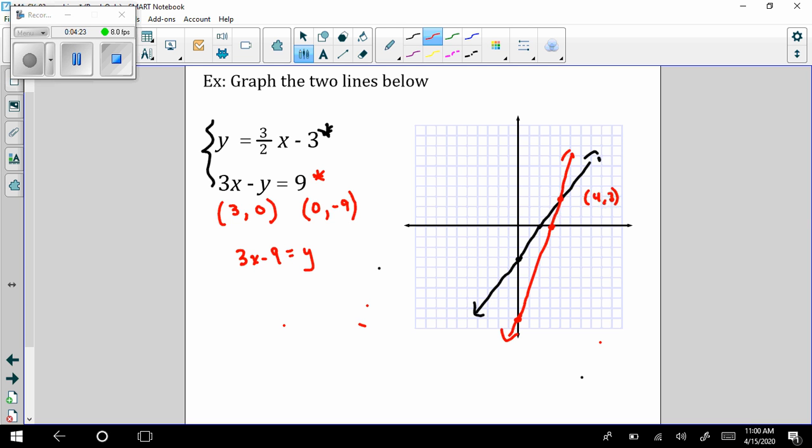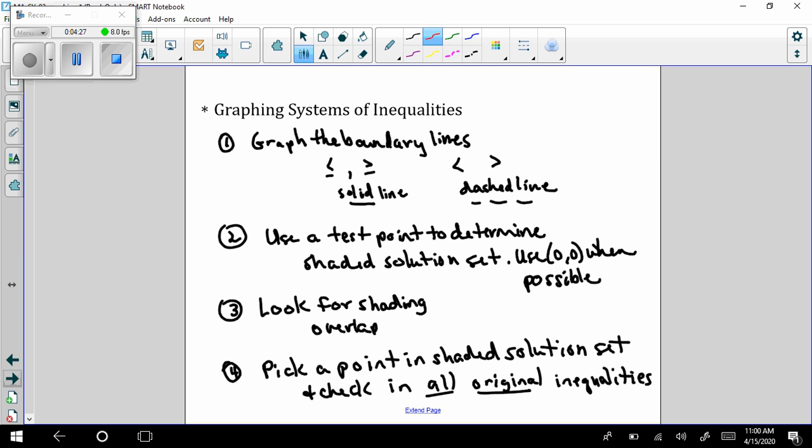All right, so just a little review of graphing 2 lines. So now we're going to throw in the inequalities. So if you want to copy this slide down, you might want to pause it and just copy it, and then maybe restart it and just listen quickly. So we're going to be graphing the boundary lines. Remember, you have a solid and a dashed line depending on the inequality.